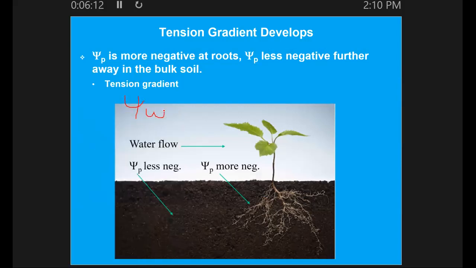And so psi sub W, the overall water potential, is also less negative out in the bulk soil, and it's more negative closer to the root. So it's a nice way to think about water movement in the soil. It's due to this tension gradient, and it's due to the roots. It's really the roots that kick that off and create that tension by taking up the water around it.